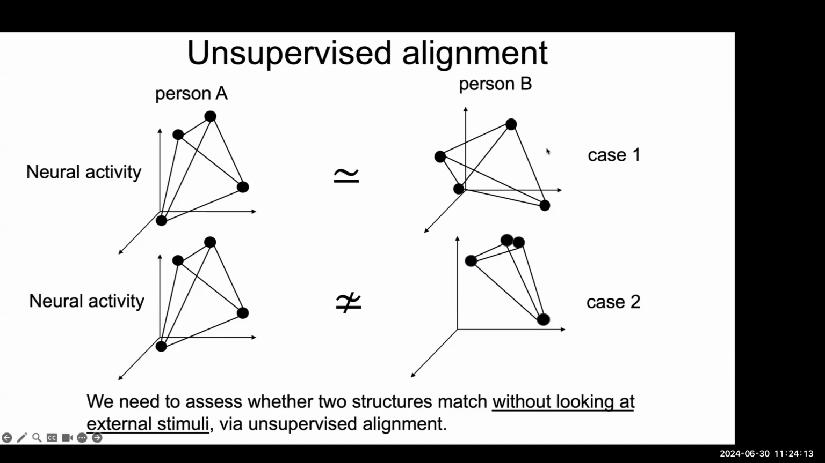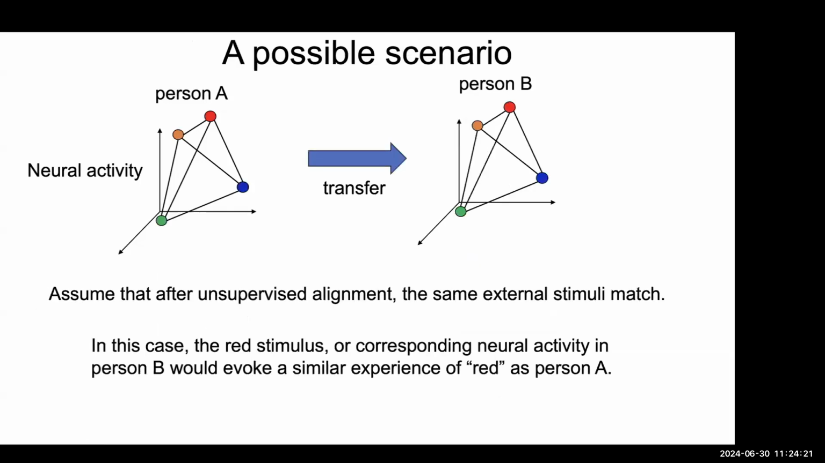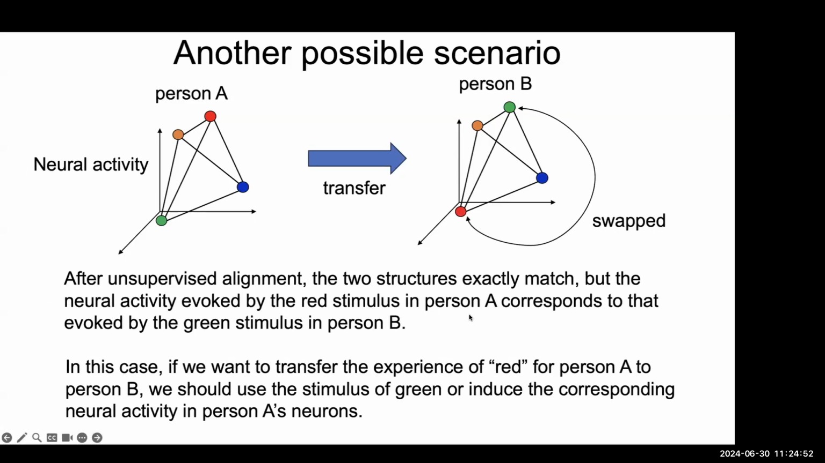But let's consider the case where we can have structure matching between different people. Assume that after unsupervised alignment, the same external stimuli match. Very clean situation. So in this case, the red stimulus or corresponding neural activity in person B evokes a similar experience of red as person A, right? So that's the very easiest case.